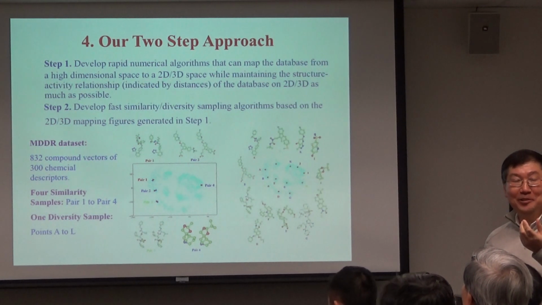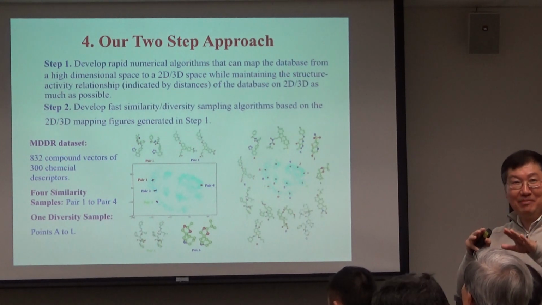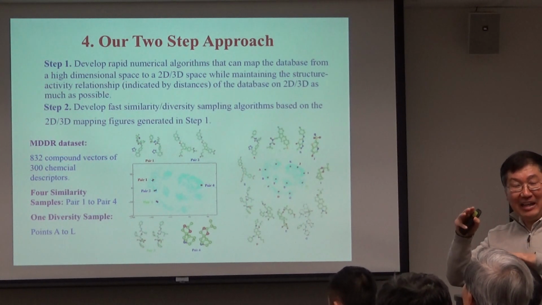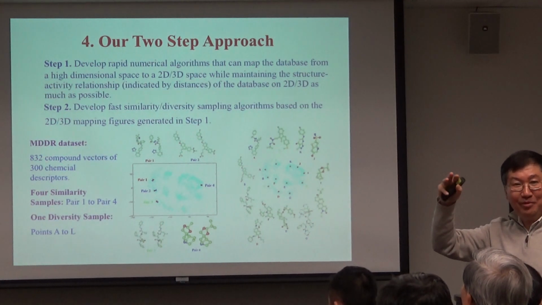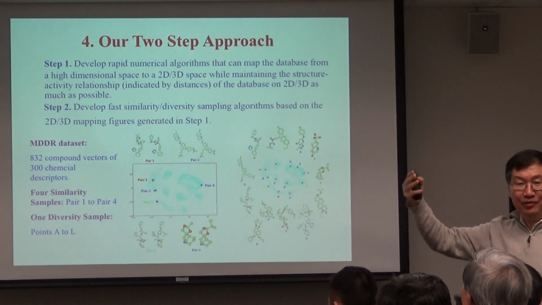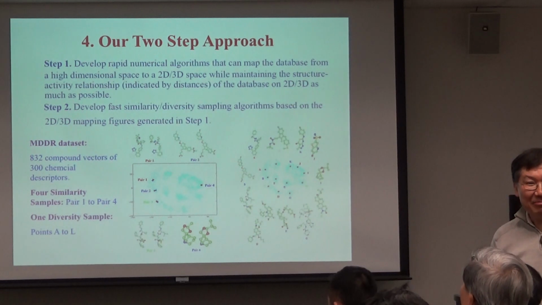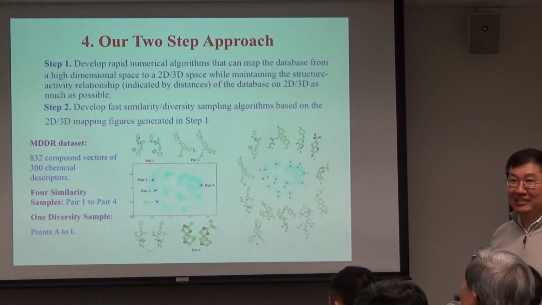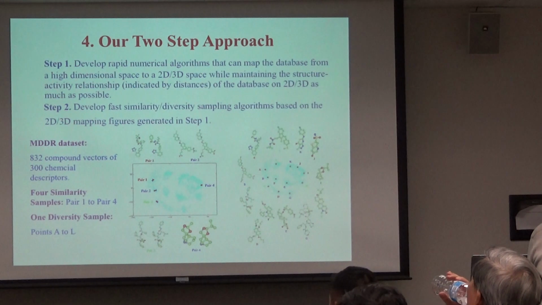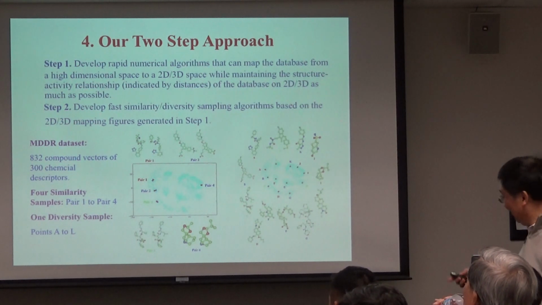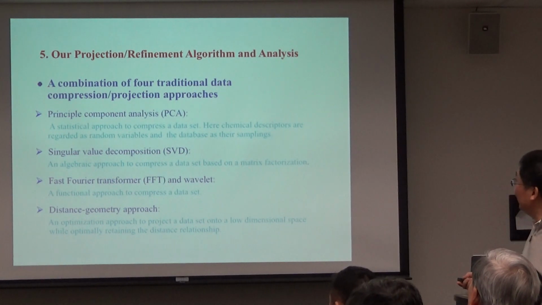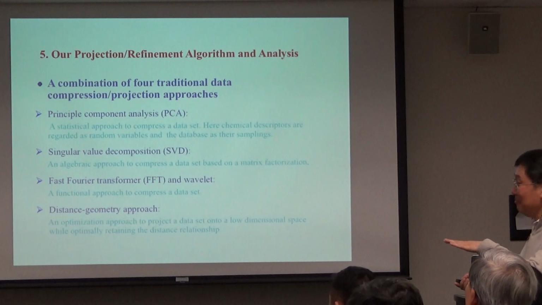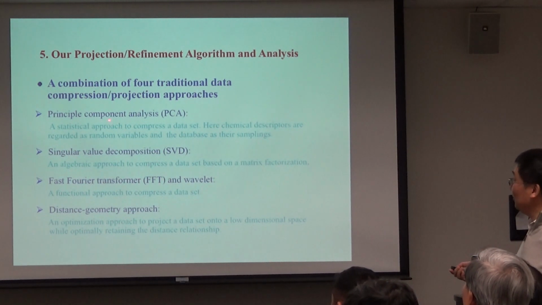You have to produce this low dimension mapping with high accuracy in retaining the relationship of similarity and diversity from the original database. But how do you do that? That's a very challenging issue. Okay. So how are you going to produce that low dimension mapping? So this is our approach.